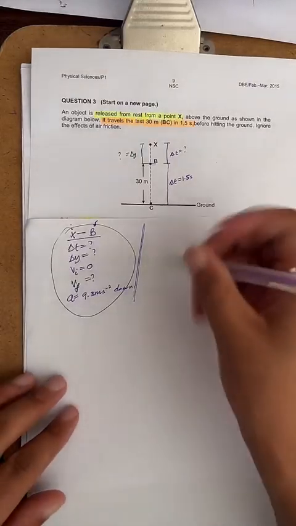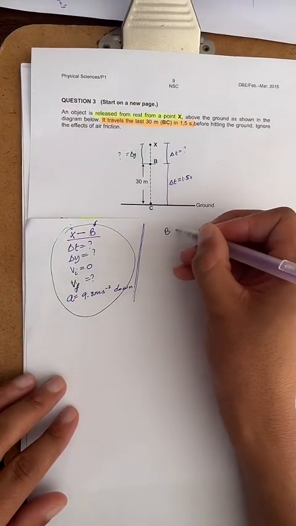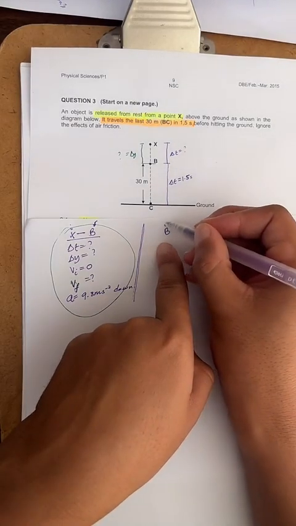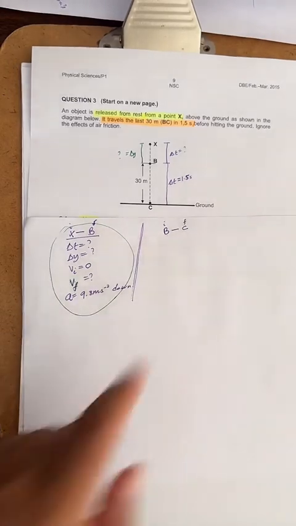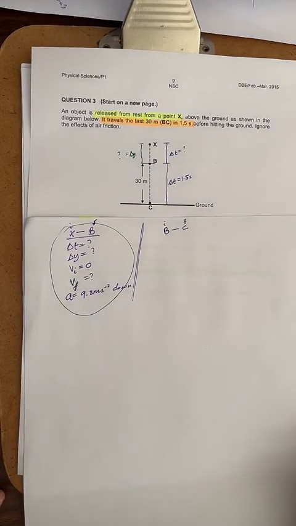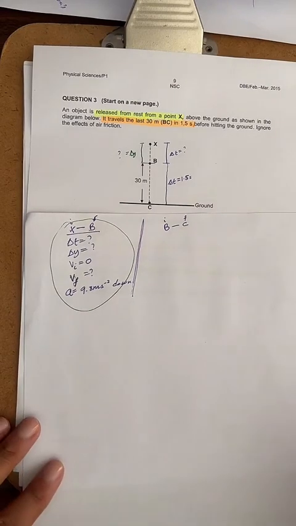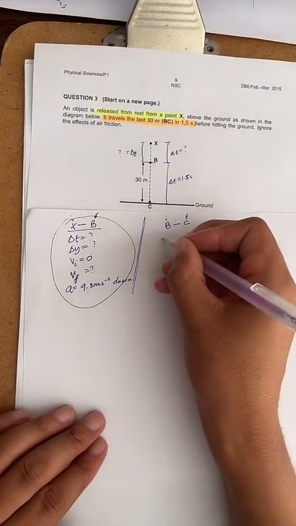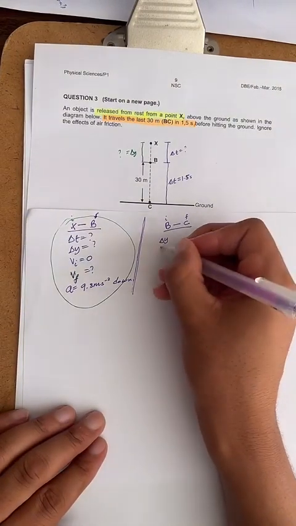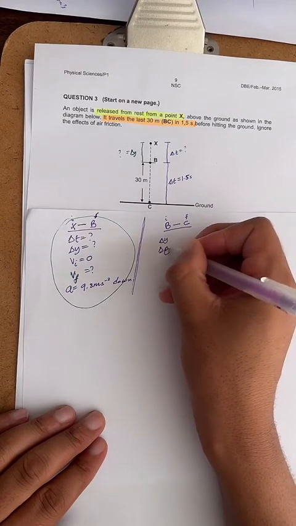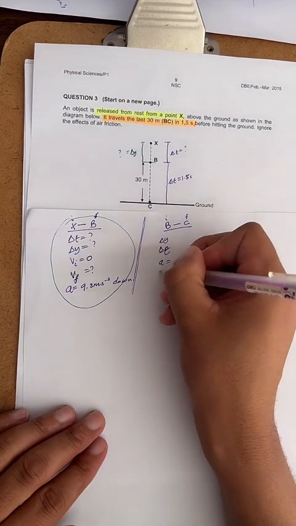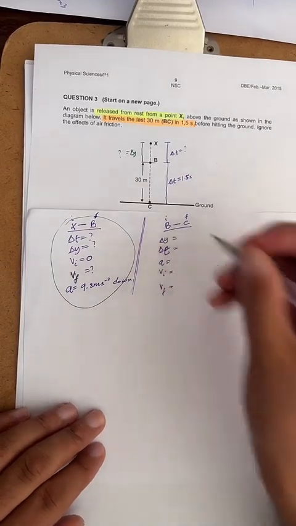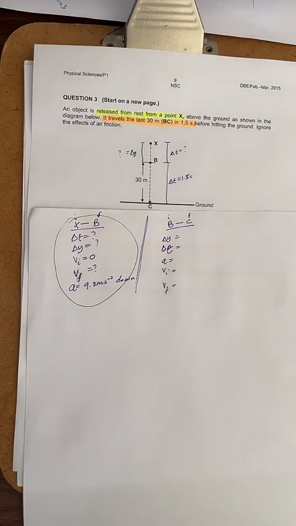So let's consider motion between points B and C. If we're considering B and C, it means we are starting at B and stopping at C. Let's write all the things. I'm going to give you a few minutes to try and write down 5 physical quantities: change in y, change in time, acceleration, VI, and VF. Let's see if we have enough information there.